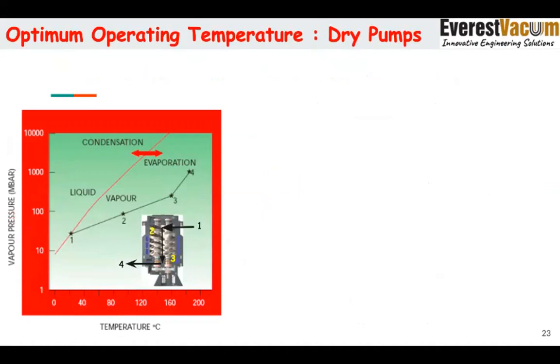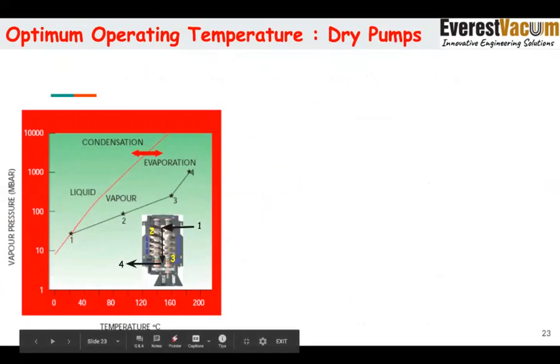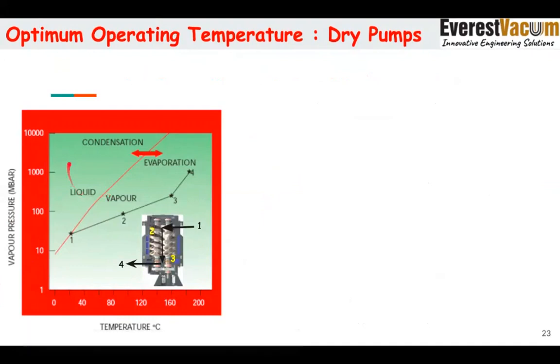Next is a curve which is a characteristic of how our pump behaves as compared to a conventional dry vacuum pump. So the line that you see in red will be typically for a conventional vacuum pump. The same way you have three stages over here. In this phase, there is all liquid. In this phase, there is all vapor. And here there is evaporation. And here there is condensation.